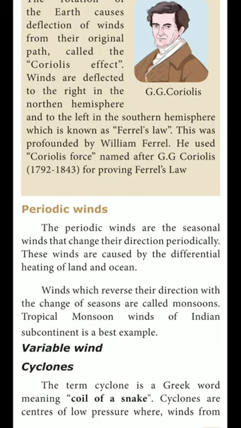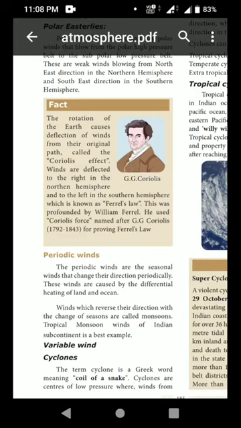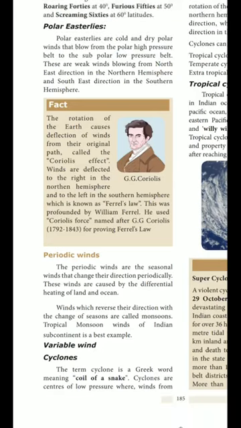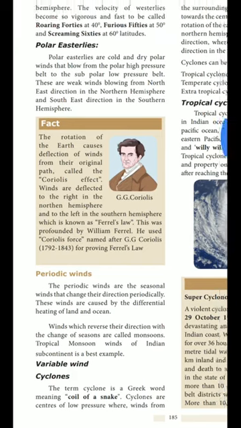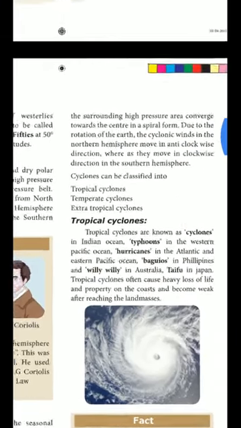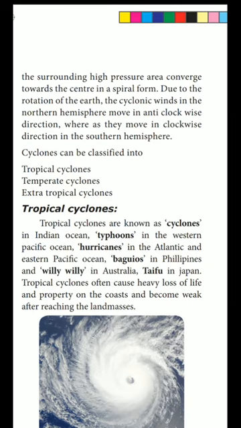So under this variable wind, the term cyclone is a Greek word meaning coil of a snake. Cyclones are centers of low pressure, where wind from the surrounding high pressure area converges towards the center in a spiral form. Due to the rotation of the earth, the cyclonic wind in the northern hemisphere moves in an anticlockwise direction, whereas it moves in a clockwise direction in the southern hemisphere. So the cyclone in the northern hemisphere moves anticlockwise, whereas in the southern hemisphere it moves clockwise.